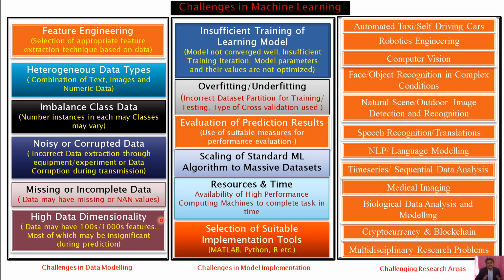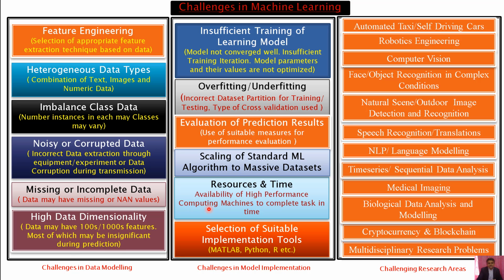We may apply different data dimensionality reduction techniques like PCA or other correlation based techniques. All these challenges, feature engineering, heterogeneous data types, imbalanced class data, noisy or corrupted data, missing or incomplete data, and high dimensionality data, fall under the challenges in data modeling.